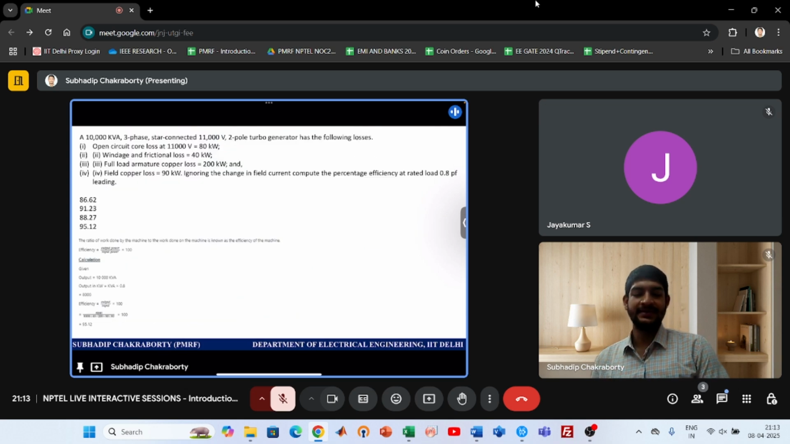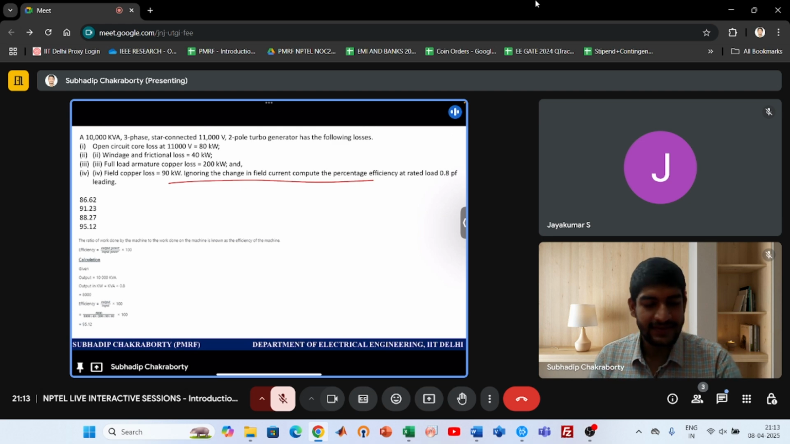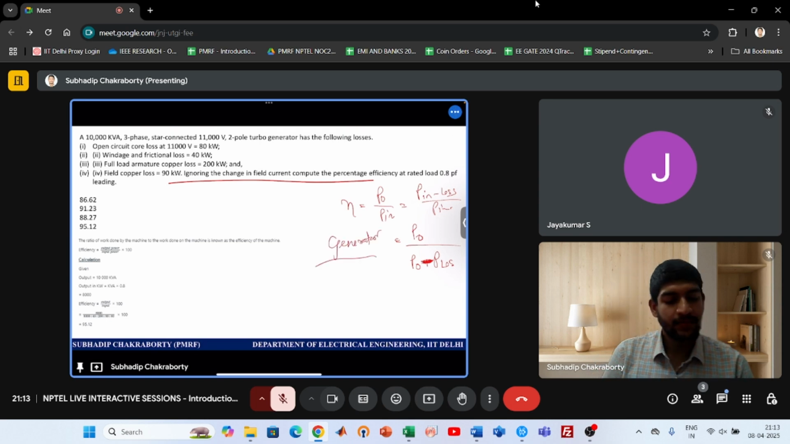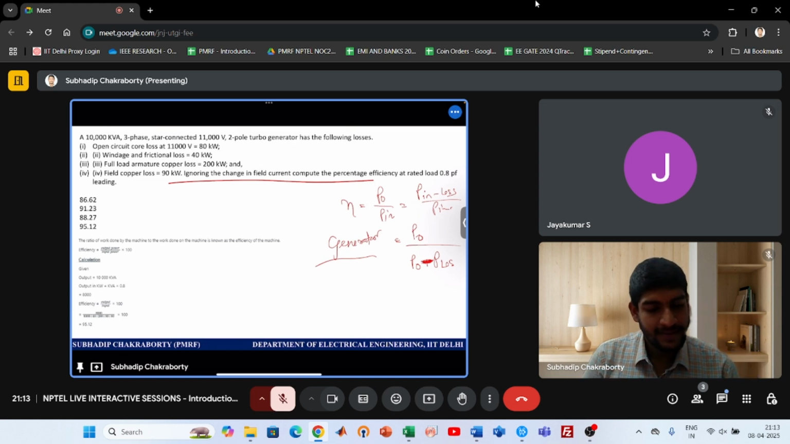So accordingly you can do, and this is an efficiency problem. What is efficiency? It is nothing but P out by P in, or you can write it as P in minus loss by P in, or you can also write it as P out by P out plus P loss. Sorry, P out for a generator. If I tell for a motor, input power is what? Output power plus losses. So you can write anything, both for generator or motor.